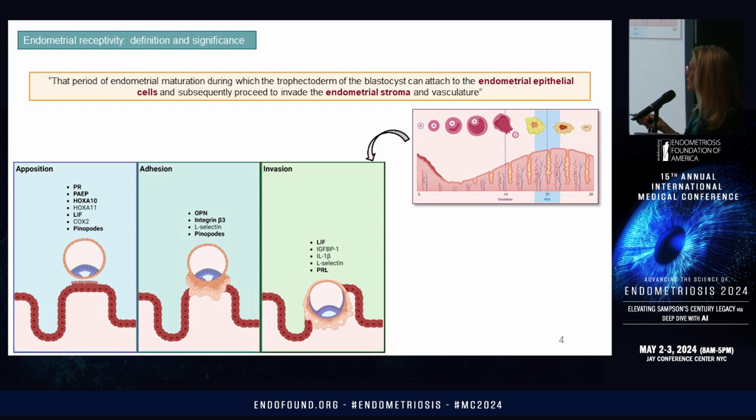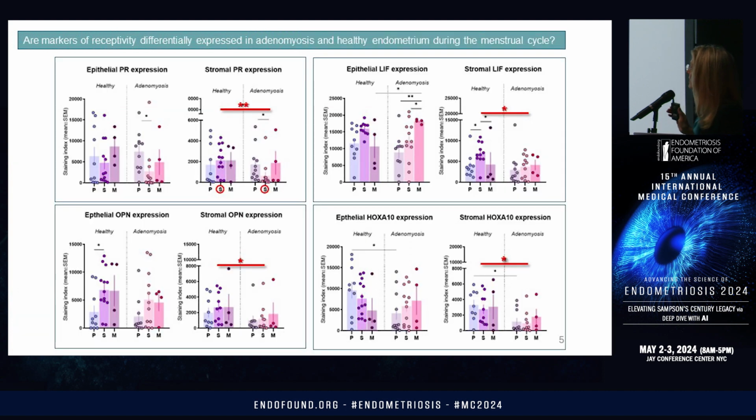And you see that in both are some markers like PR, progesterone receptor, oxaten, LIF, pinopodes, which we will see together, osteopontin, LIF and prolactin. So these are the markers, the bold ones, that we will analyze in the study that I will share with you today. First question: are markers of receptivity differentially expressed in adenomyosis and healthy endometrium during the menstrual cycle?